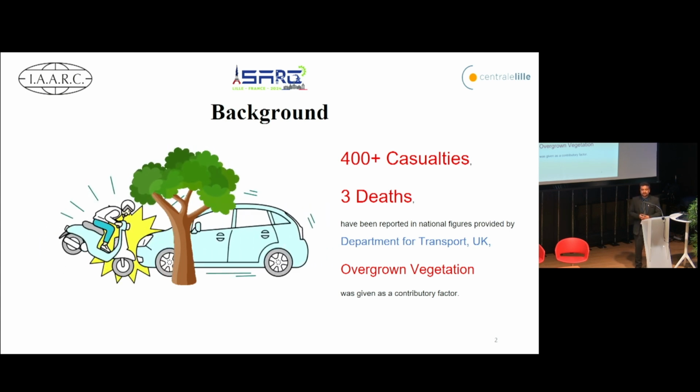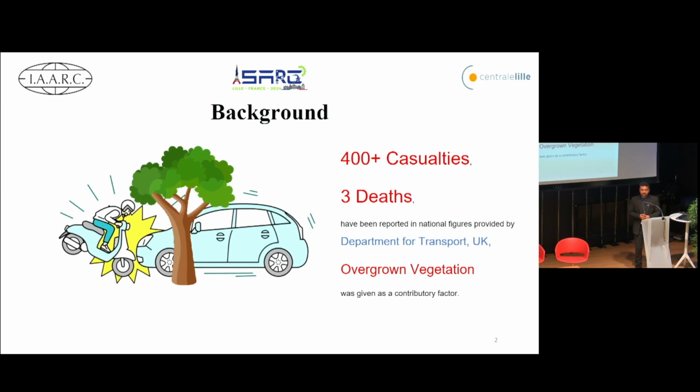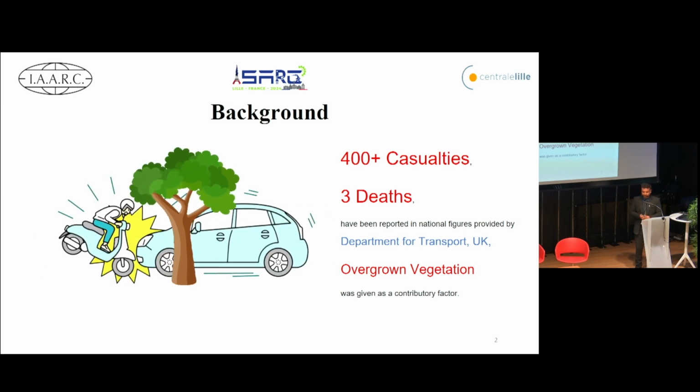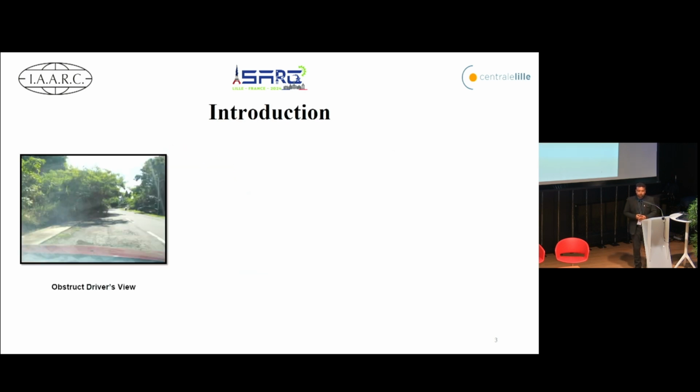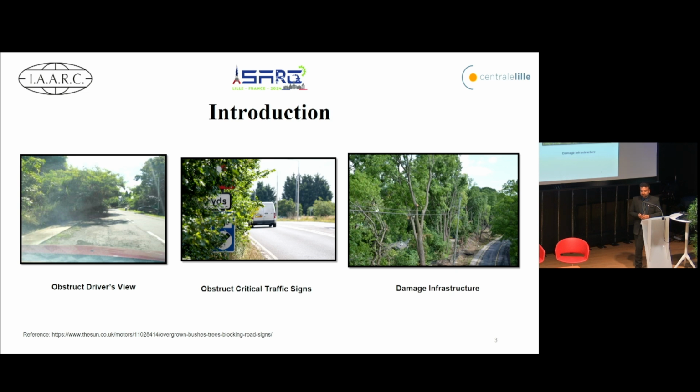...which occurred, and 3 deaths which occurred in the UK over the last 4 years, and overgrown vegetation has been contributing. What does overgrown vegetation do? Firstly, it obstructs the driver's view. Secondly, it obstructs critical road signs, which are very valuable for a driver. And third, it can also damage infrastructure.